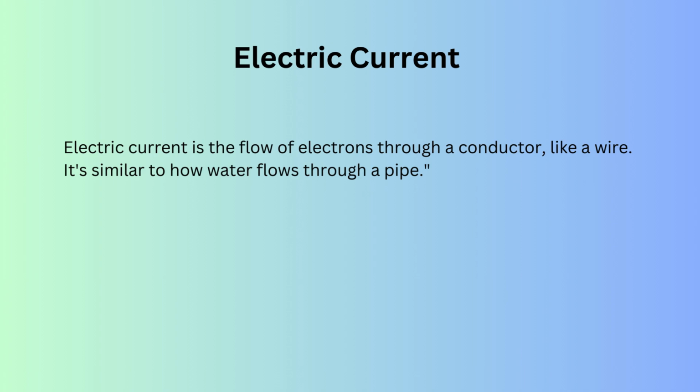For example, when you switch on a flashlight, electrons flow from the battery through the wire and light up the bulb. Now, this flow of electrons is called electric current. In short, electric current is just the movement of electrons that powers things like lights, toys, and gadgets, etc.